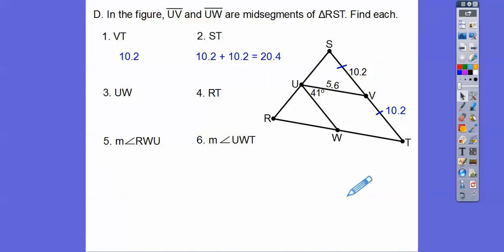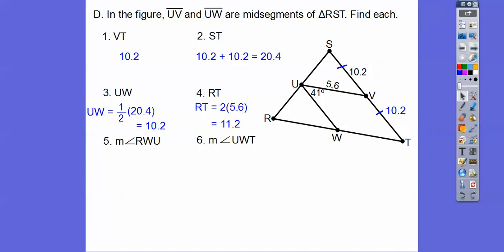Let's find UW. This is a mid-segment, and a mid-segment is always half the length of this side right here. Mid-segments are always half the length. Since this is 20.4, take half of it, and this is going to be 10.2. Now let's find RT. RT is this whole piece all the way over. Remember, this is a mid-segment also, because up here it says UV and UW are both mid-segments. So this 5.6 is going to be half of this, so double that, and that's going to get me 11.2.